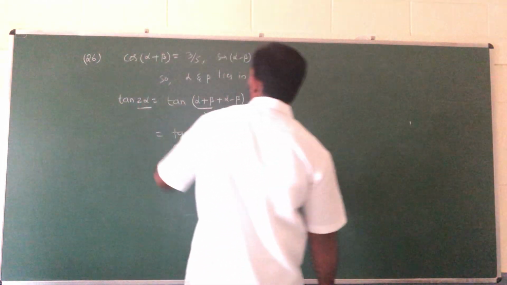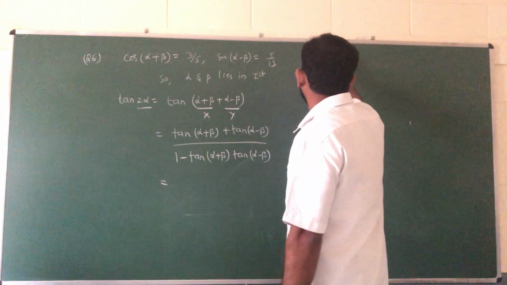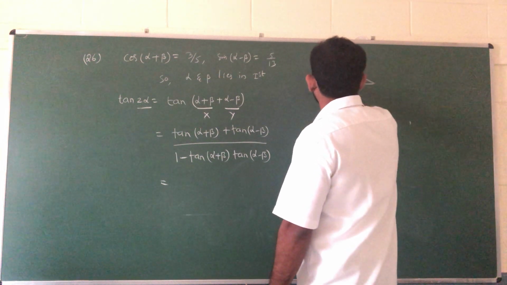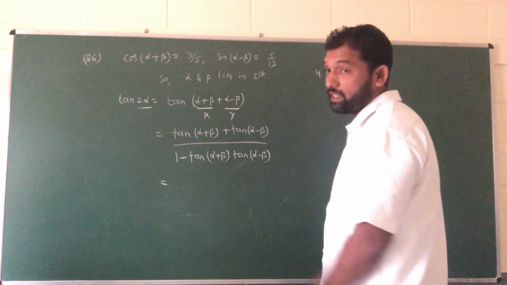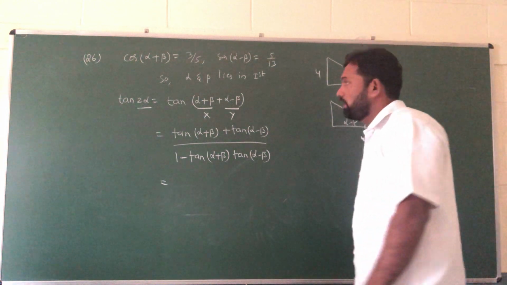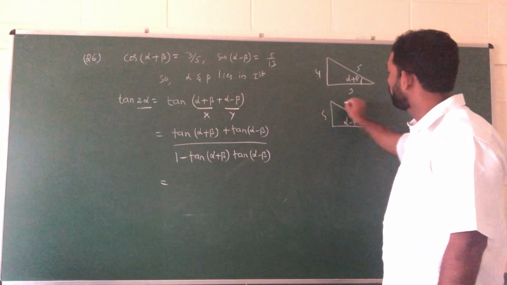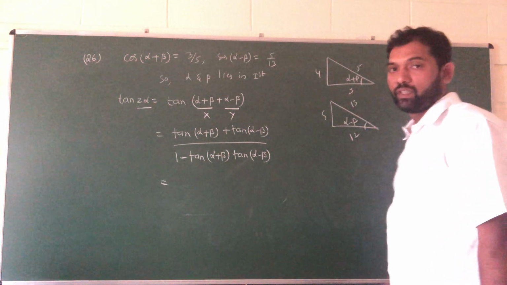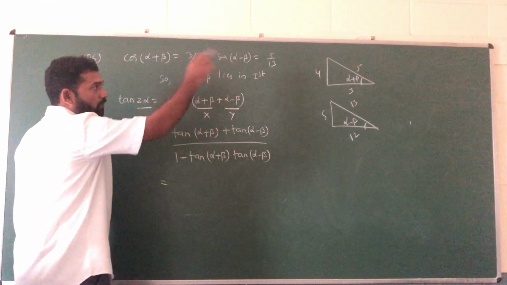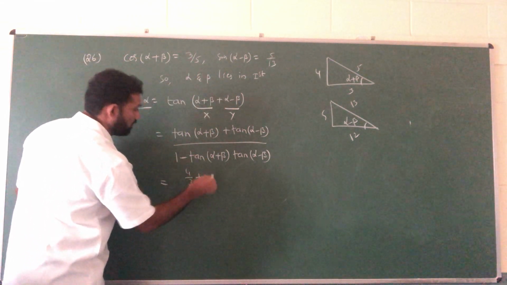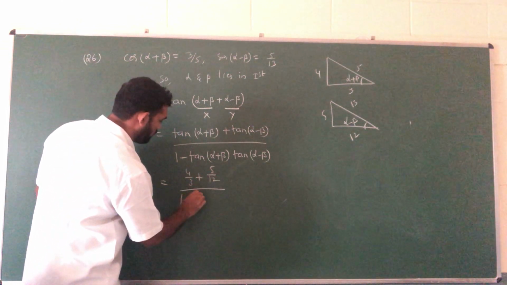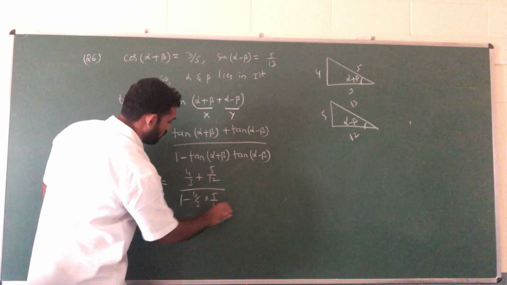See this. For cos of alpha plus beta, you take a triangle: this is 3, this is 5, this is 4. From this right-angle triangle you write tan of alpha plus beta. Another one is alpha minus beta. You take one right-angle triangle: this is 5, this is 13, this is 12. So tan of alpha plus beta is 4/3, plus tan of alpha minus beta 5/12, divided by 1 minus 4/3 into 5/12.